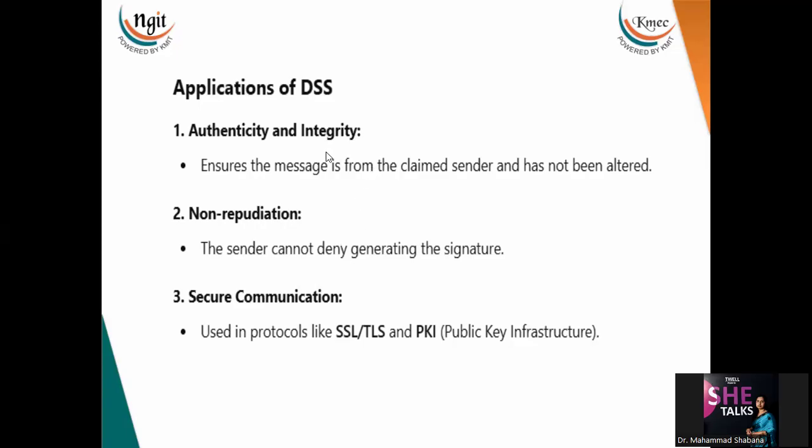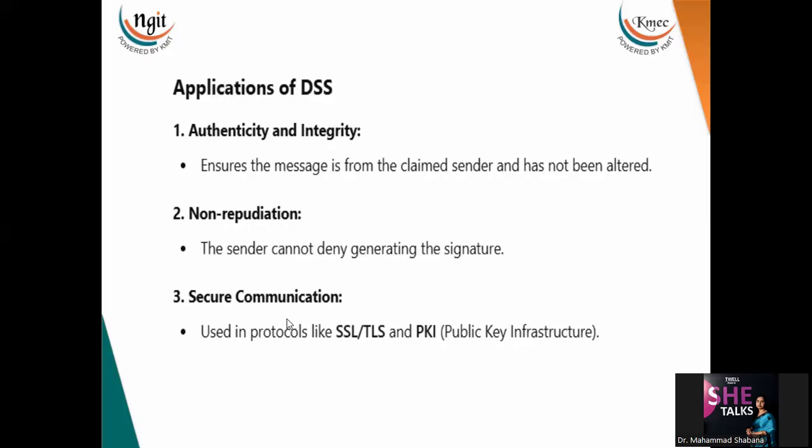So these are the applications of DSS, where we can provide authenticity and integrity. Authenticity means ensuring the message is from the claimed sender and has not been altered. Integrity means the message cannot be altered. Non-repudiation means the sender cannot deny generating the signature.